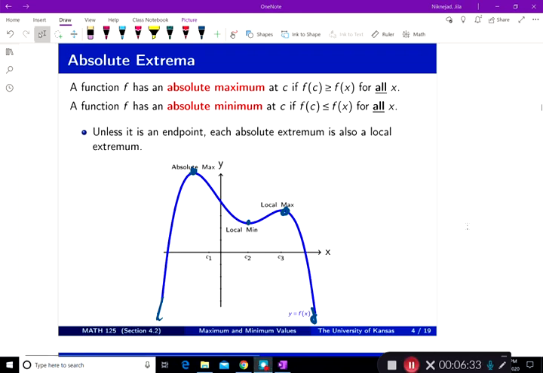Other things to notice: if the absolute extremum is not happening at the endpoint, then the absolute extremum is going to be a local extremum as well, but not the other way around.